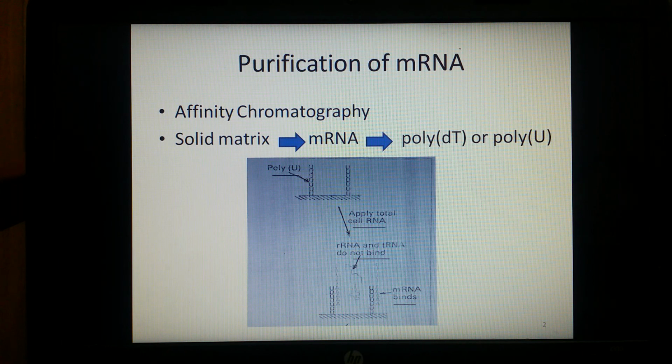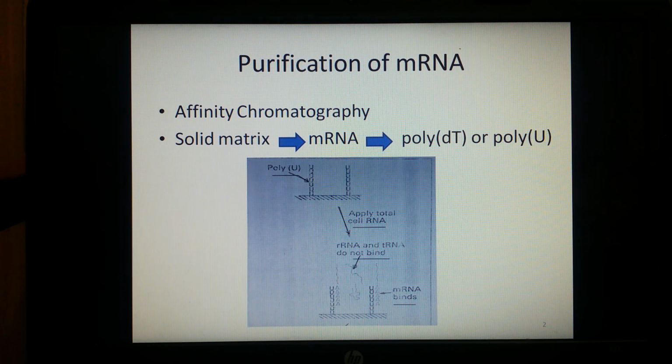Affinity chromatography is a special type of chromatography in which a solid matrix is used, and this solid matrix carries reactive groups to which the molecules that are to be purified bind selectively. Means the molecules that you have to isolate interact with this solid matrix and get separated. In case of purification of messenger RNA, the solid matrix carries poly-dT or poly-U. Poly-dT is the abbreviation of thymidine homopolymer phosphorothioate, whereas U is the uracil.